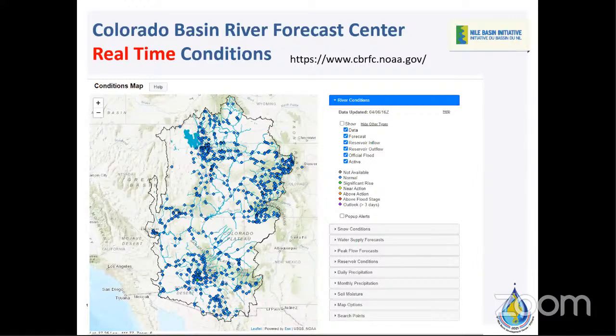Where that information is shared via the Colorado Basin River Forecast Center, and that's all provided real time. And again, all that data is made publicly available real time as well. So anybody could log on to this website, and we see different flood stages. We can see different snow conditions, forecasts, etc. Daily precipitation, monthly precipitation. A vast amount of information is shared.